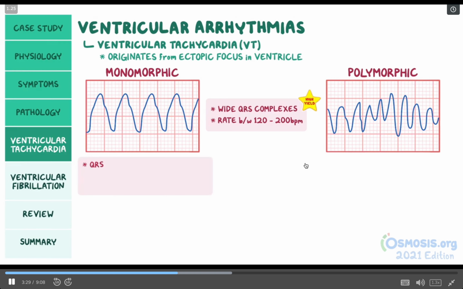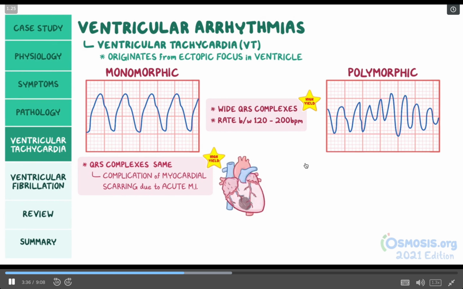Monomorphic means that all the QRS complexes look the same, and it's classically a complication of myocardial scarring due to acute myocardial infarction. On the other hand, polymorphic means the QRS complexes have different shapes in each beat, as they come from different areas of the ventricle. This may occur due to acute myocardial ischemia, causing the pacemaker cells to be stressed, and it's not associated with myocardial scarring.